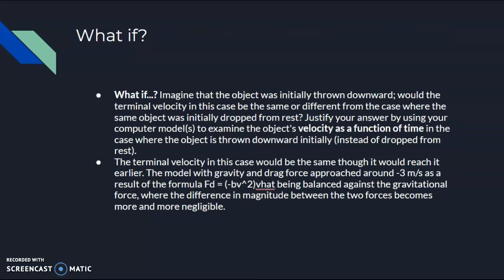Alright, so what if we were asked to imagine that the object was initially thrown downwards? Would the terminal velocity in this case be the same or different from the case where the same object was initially dropped from rest?